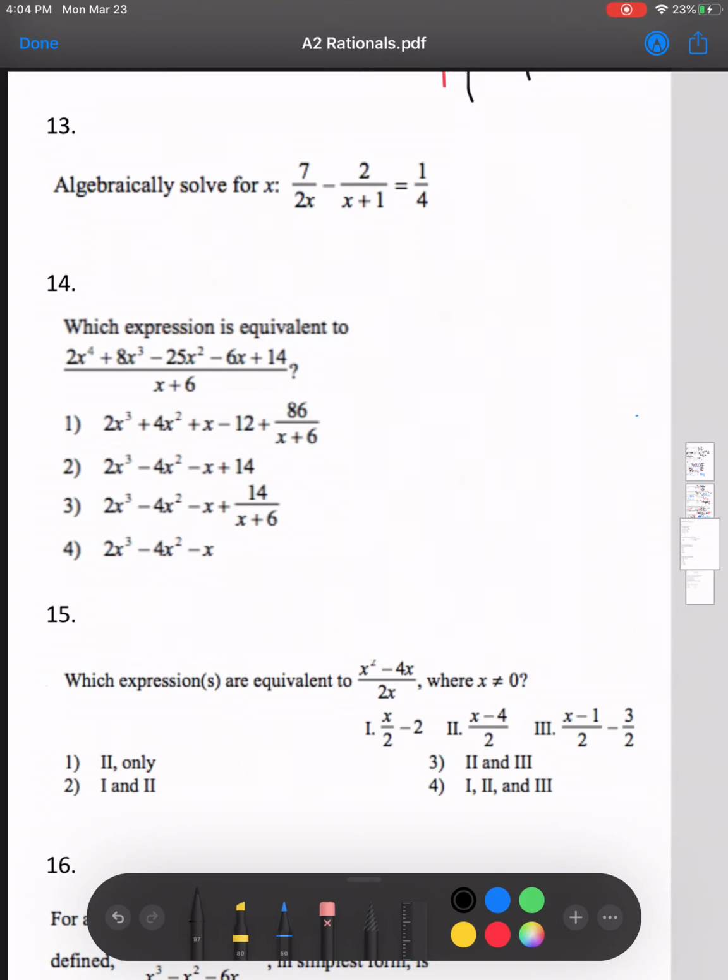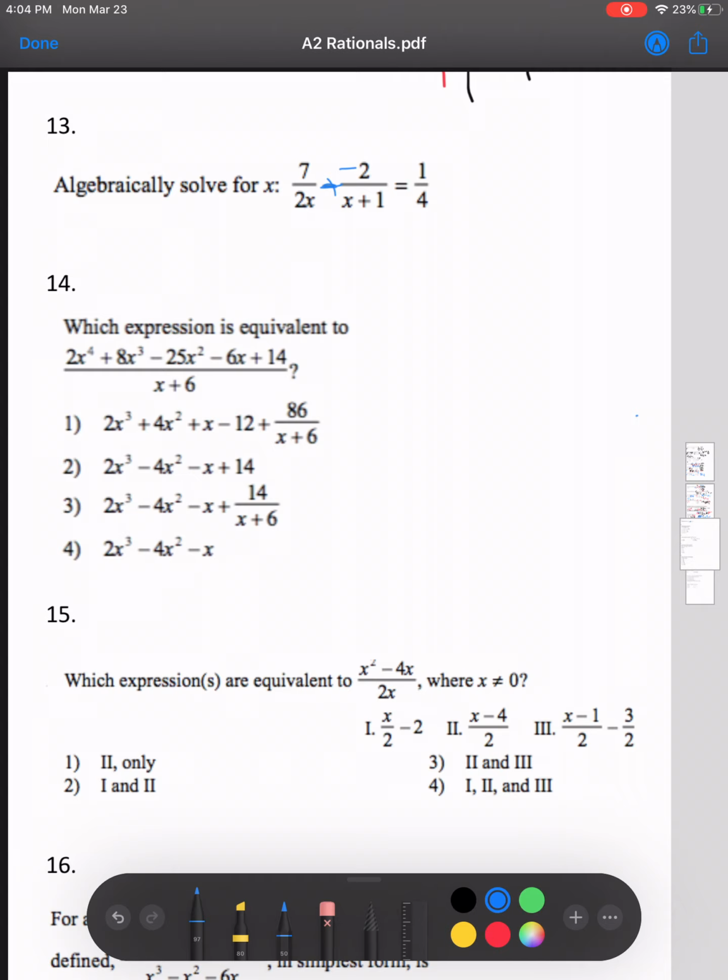Alright, this is the Algebra 2 Rationals Review Part 2. Number 13 says algebraically solve for x. First thing I see is a minus sign. I hate subtraction, so should you. We're going to distribute that minus sign to the numerator.